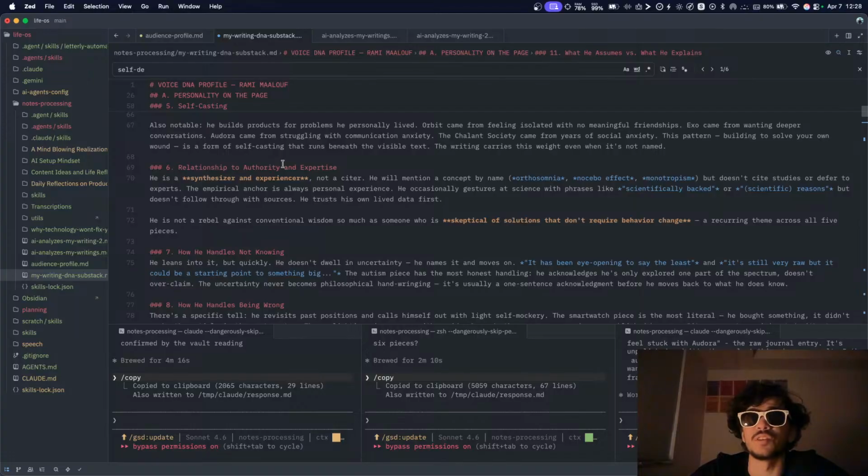Synthesizer and experiencer, not a citer. He will mention a concept named blah blah blah, but doesn't cite studies to defer to experts.